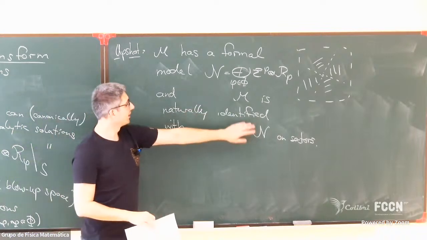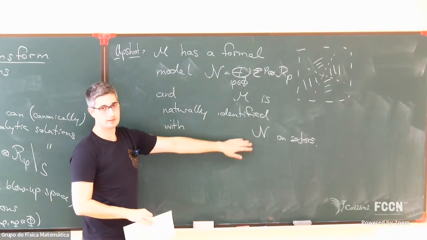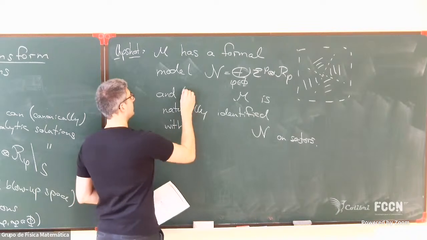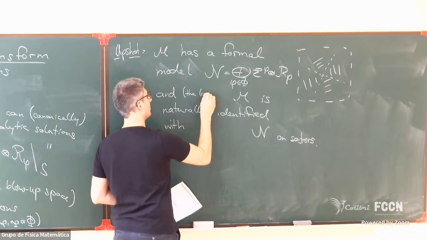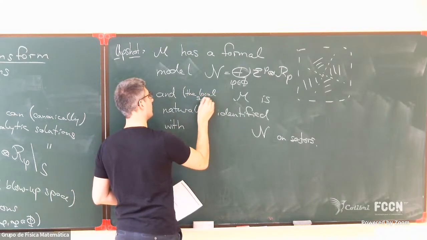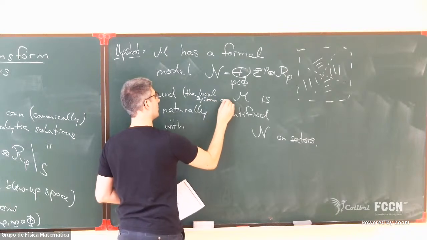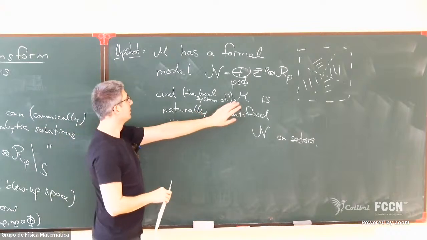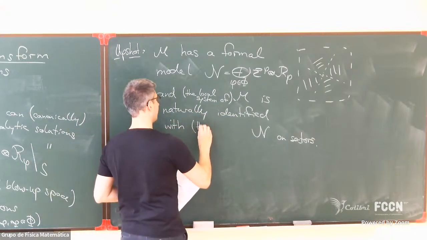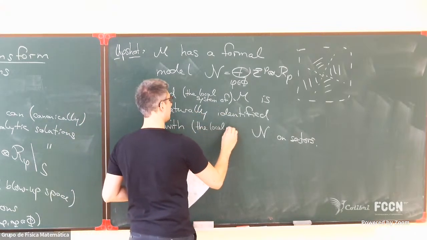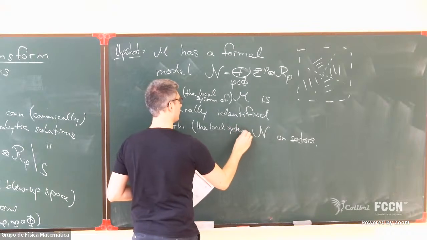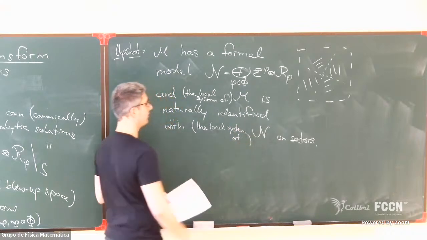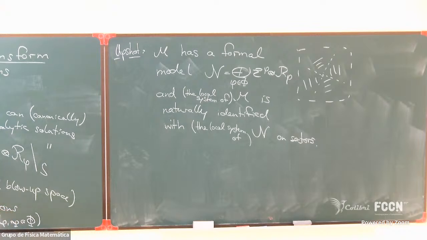Now, of course, if M is identified with N on sectors, this also means that to all of these I can associate local systems that I showed you at the beginning. So then also the local system of M is identified with the local system of N. Right? So I just apply the solution function to this equation.